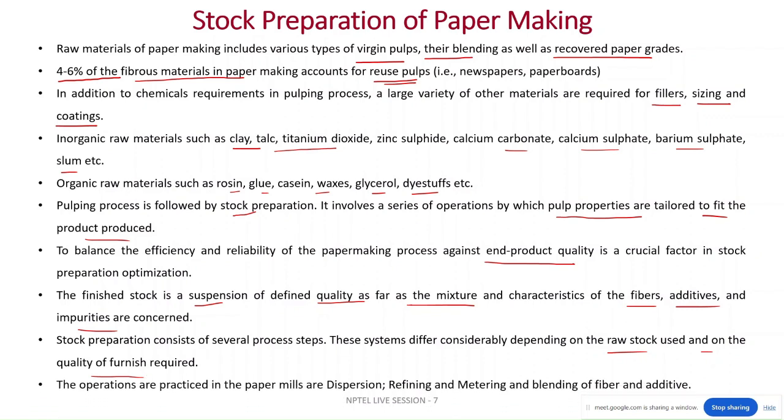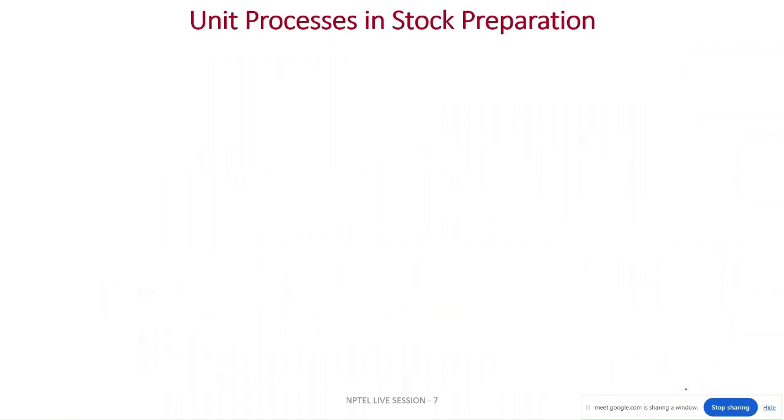The operations practiced in paper mills are dispersion. What are the unit operations? Dispersion, refining, and metering and blending of fibers with additives. So we will now discuss the unit processes that are used in stock preparation. Briefly, we will discuss.